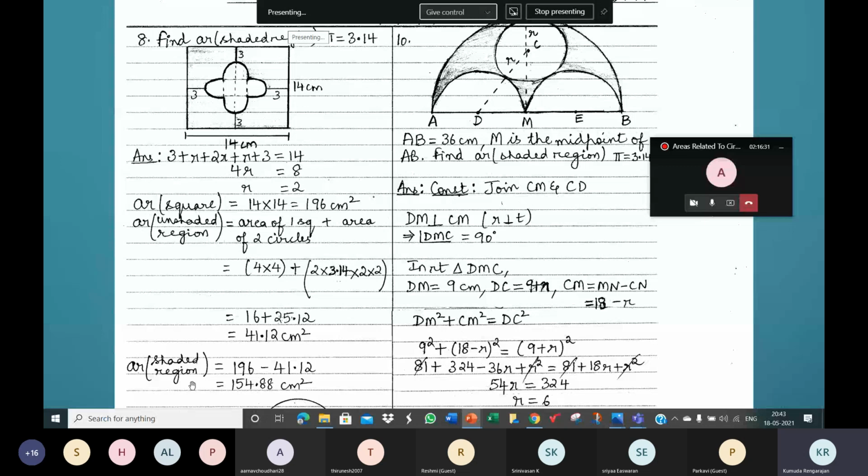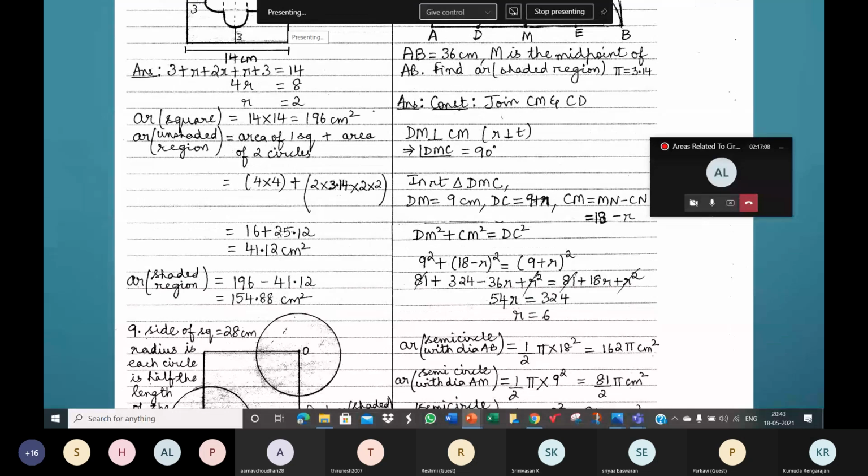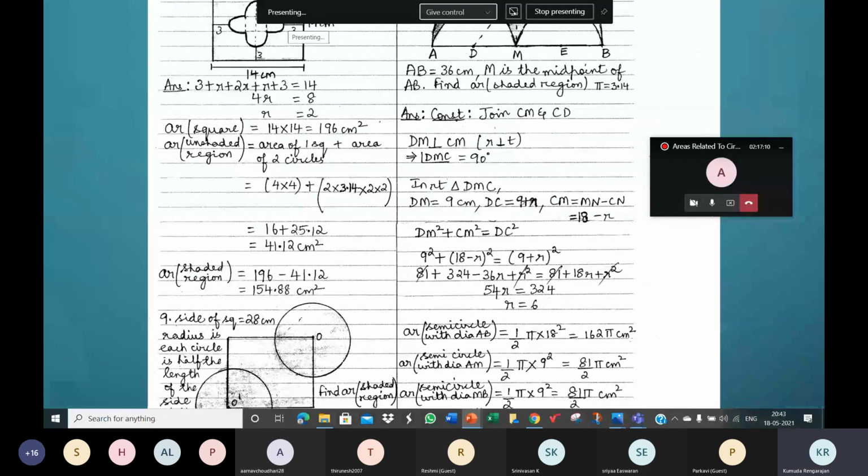So the area of the shaded region is equal to the area of the square, 196, minus the unshaded 41.12, which is 154.88. Please complete this answer.